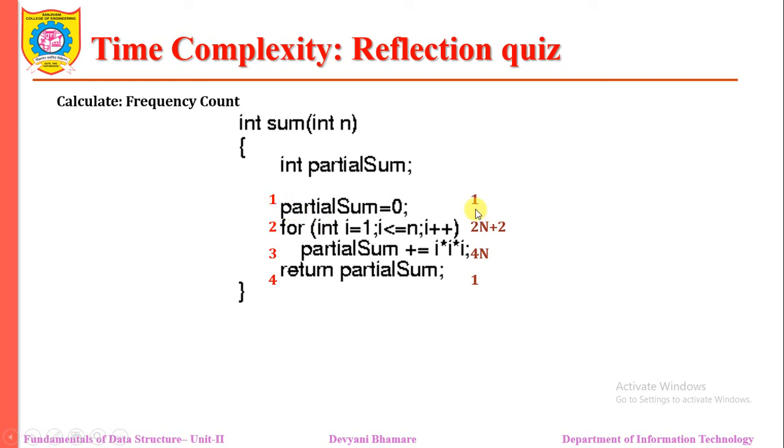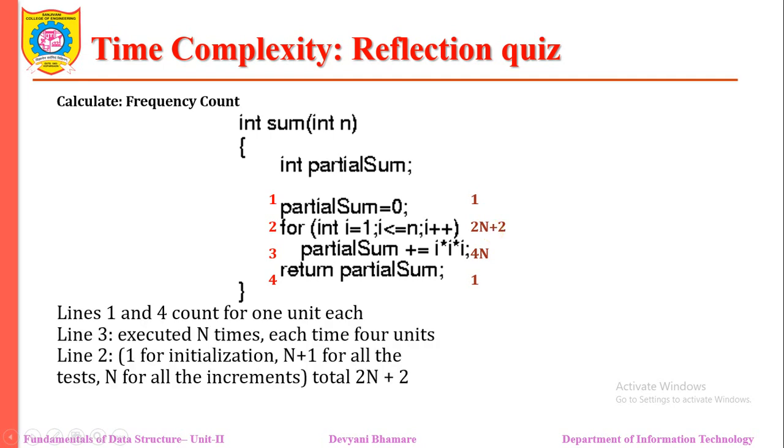If you have observed, this particular statement will be executed 2n plus 2 times. And here partial sum is equal to partial sum plus i multiplied by i multiplied by i. For line numbers 1 and 4, the count is only 1. But line number 3 is executed n times. Here there are 4 units, that's why we say it is 4n.